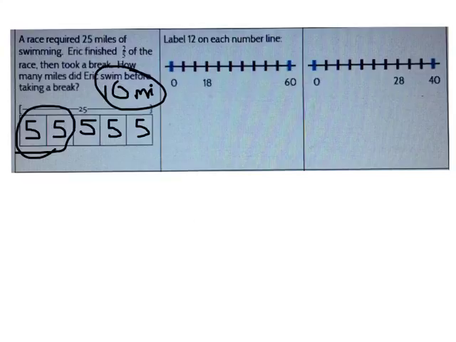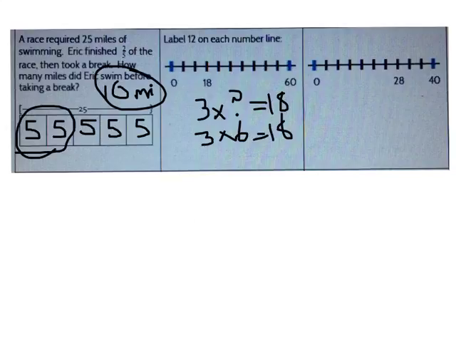Label 12 on each number line. Let's look at the first number line. What is the scale of the number line? I can find out by counting how many spaces there are to 18. 1, 2, 3. So I counted by a number 3 times, and I got to 18. What is the scale? What am I counting by? I'm counting by 6. 3 times 6 is 18. So I can fill out 6. 12 is the second line on my number line.